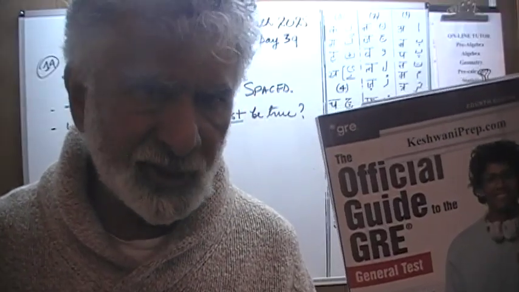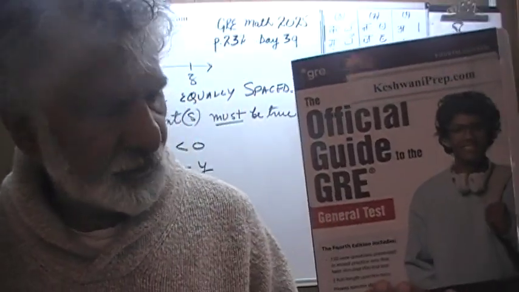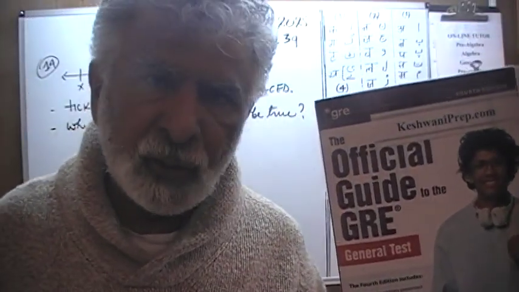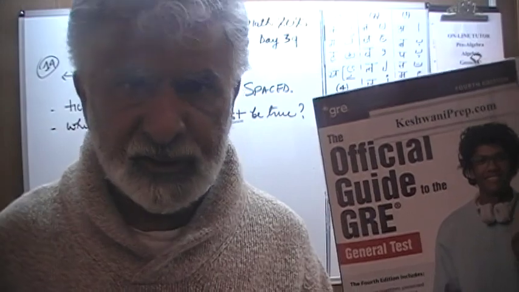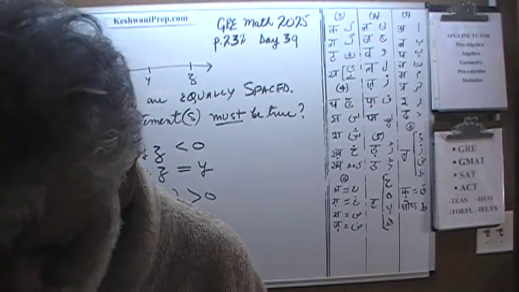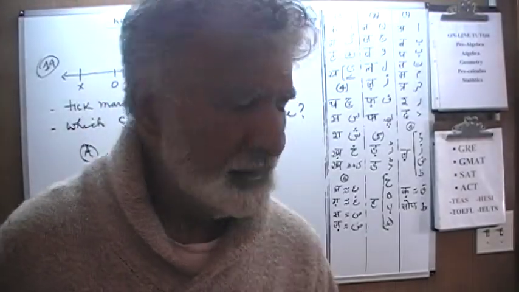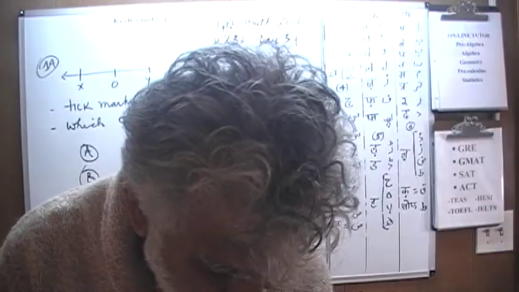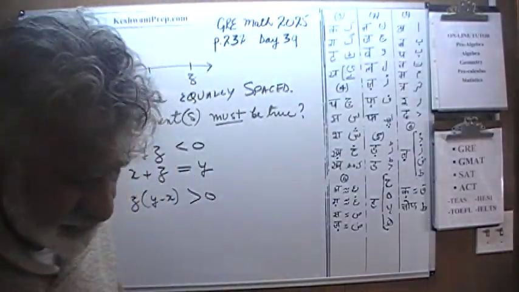We have been solving GRE math problems out of this book here, the GRE Official Guide, 4th edition. If you do not own this book already, purchase one immediately. You're going to need it. Today is our lesson number 39. We are on page number 232. On page 232, there are problem number 11, problem number 13 and 14.